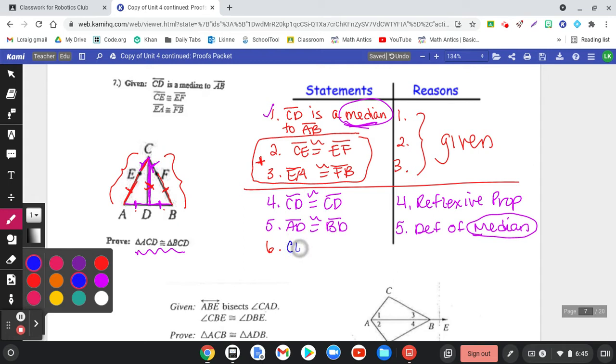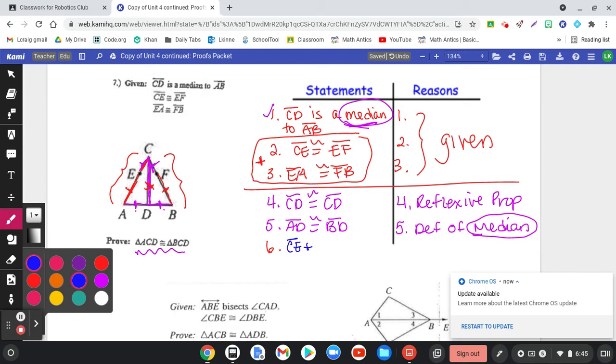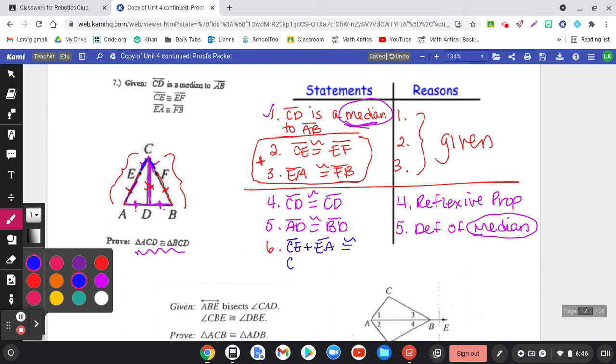So first, CE, right here, plus its other part, EA, is congruent to adding the other side, CF plus FB. Right, and you're just kind of adding up here. CE plus EA equals CF plus FB. Sorry, there's a typo right there. That should be CF. Oops. Okay.